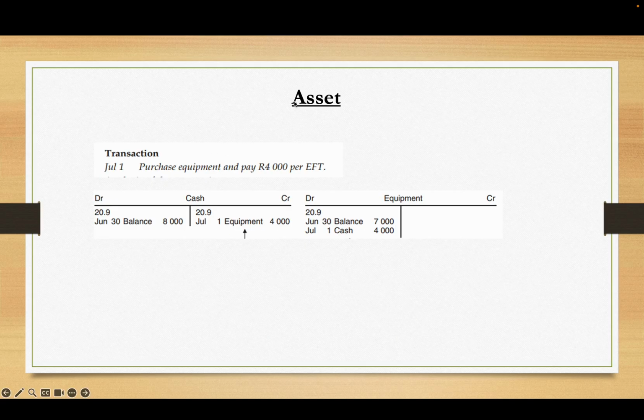So this is an example, it's an asset, right? This is July 1st, purchase equipment and pay 4,000 per EFT. Per EFT means cash.